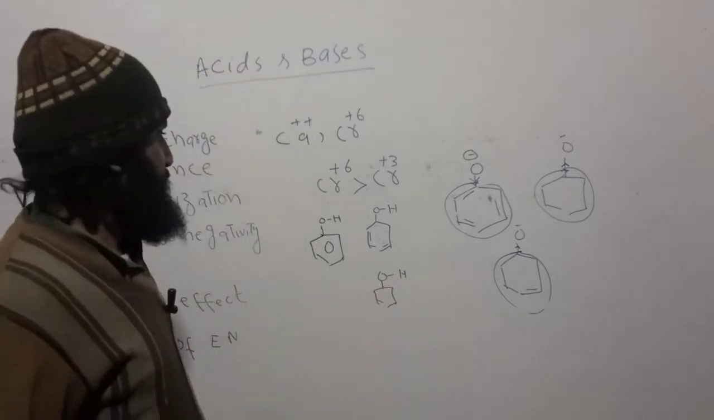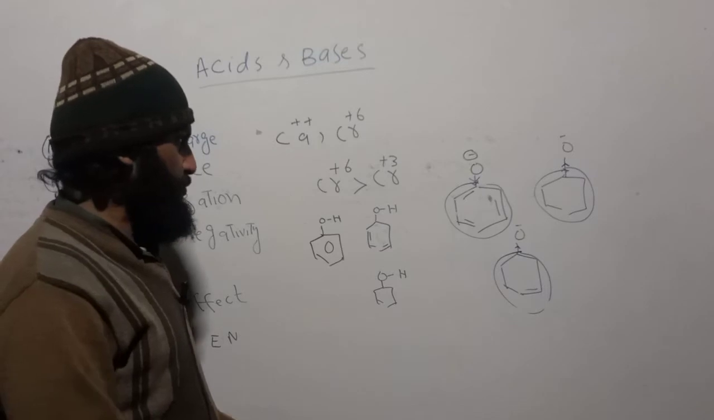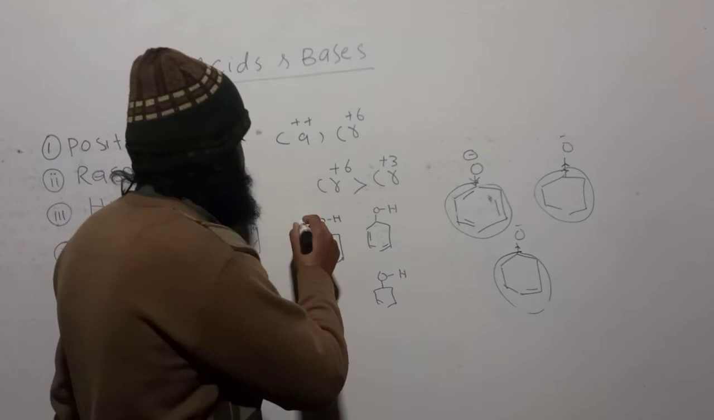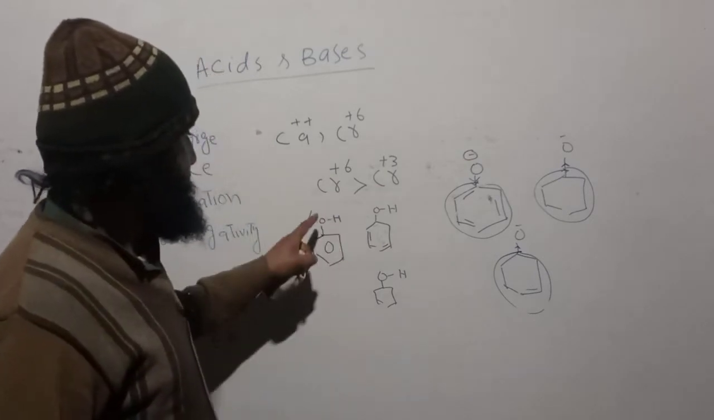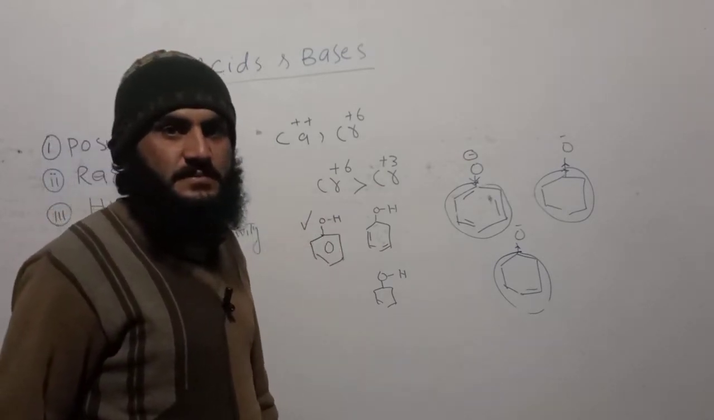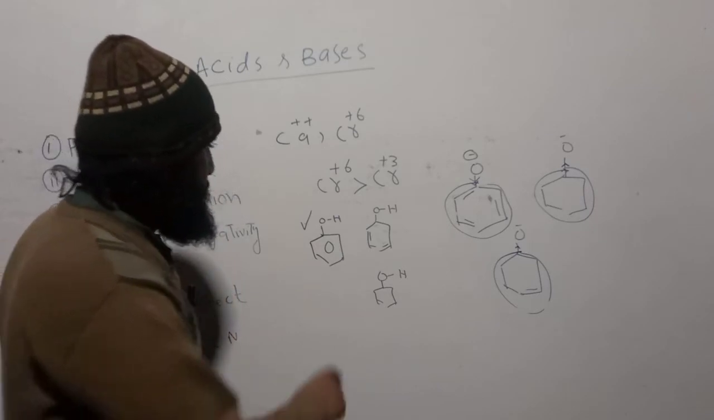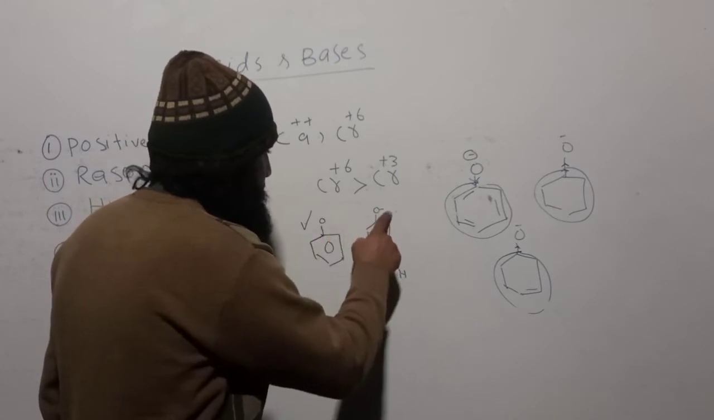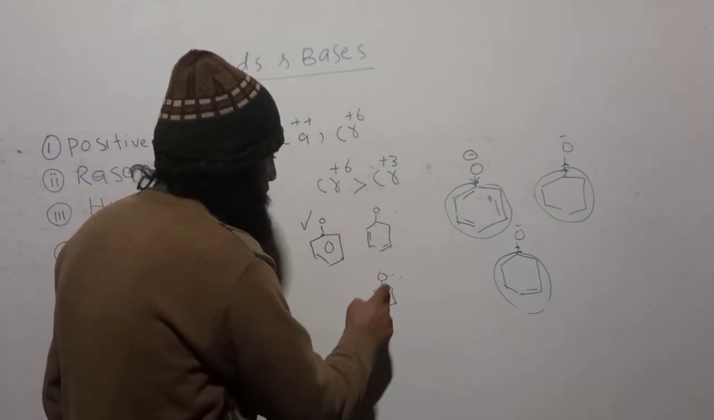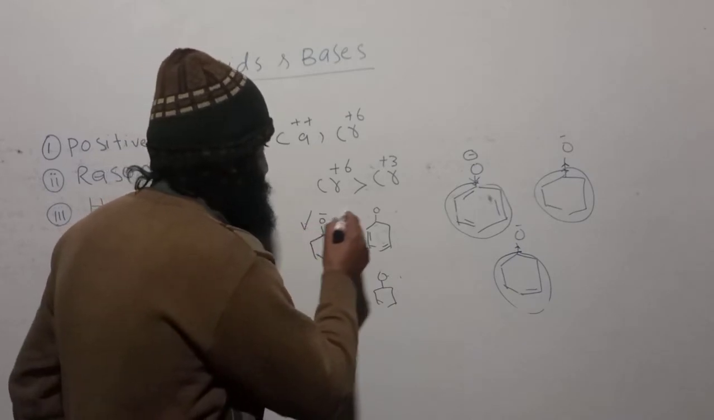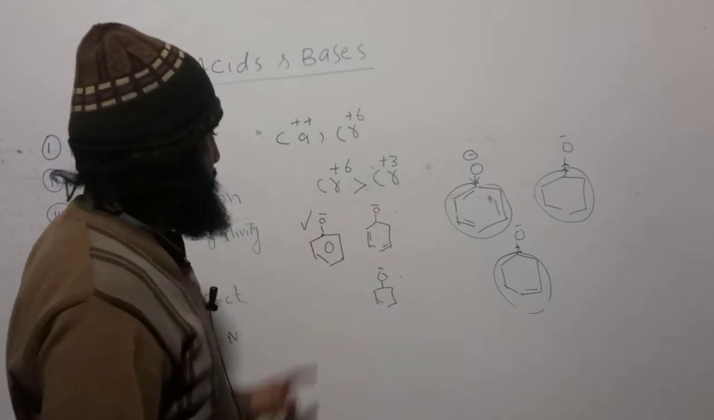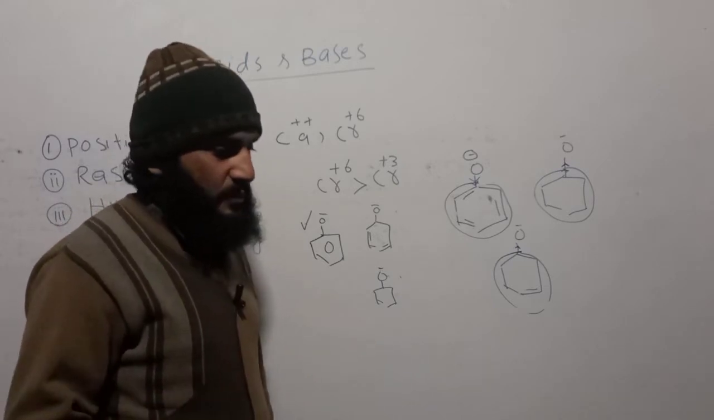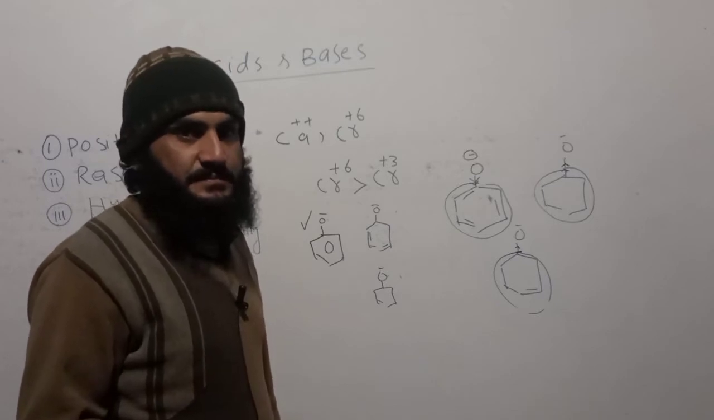So the question is, which of the following is a strong acid? Our answer will be this one. This one is a strong acid. Why? Because if we remove the hydrogen from these oxygens, we will write a negative charge here. Clear? So you know that a strong acid has the most stable conjugate base.